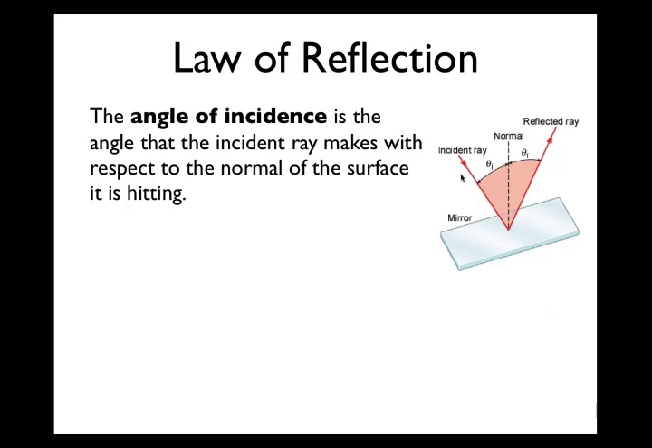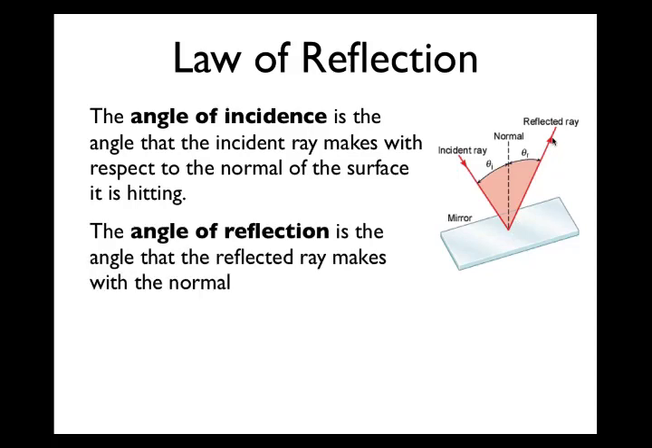So in my diagram, I have an incident ray of light that's coming in and striking the mirror at this point. And I have a reflected ray of light that is leaving that same point. And we measure an angle of incidence as the angle between that incident ray and a line that is perpendicular to the mirrored surface, called the normal line. We measure the angle of reflection similarly. The angle between that reflected ray and the normal line is called the angle of reflection.